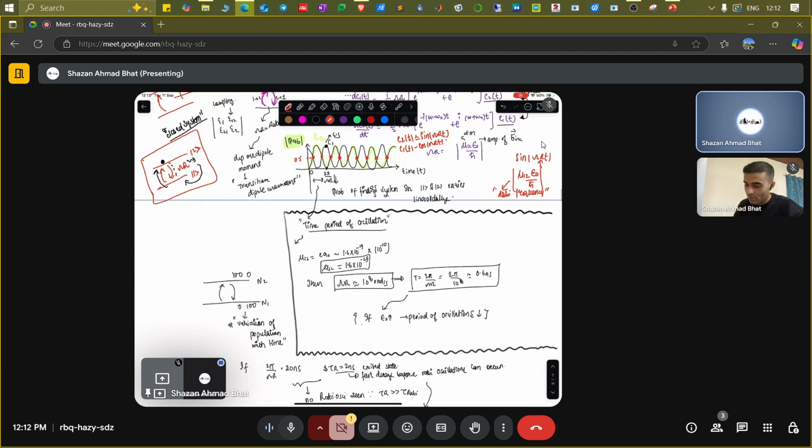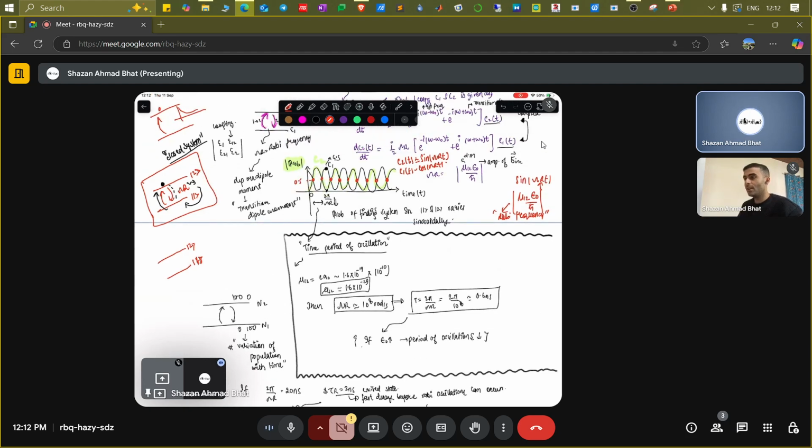But what is going to happen if you, let's say, open the system? If you have an open system, are you going to see this kind of oscillation? It's very difficult because these oscillations are going to decay very fast.